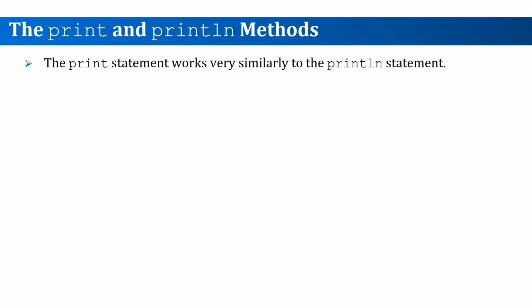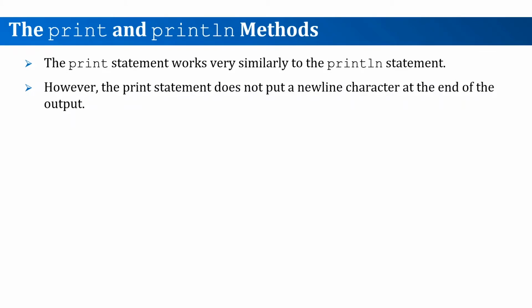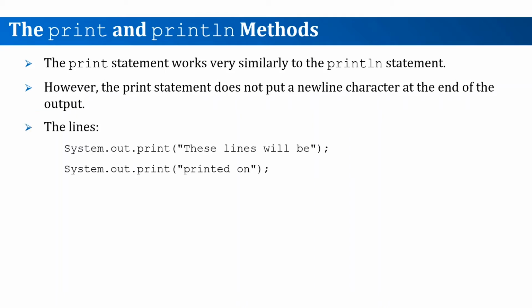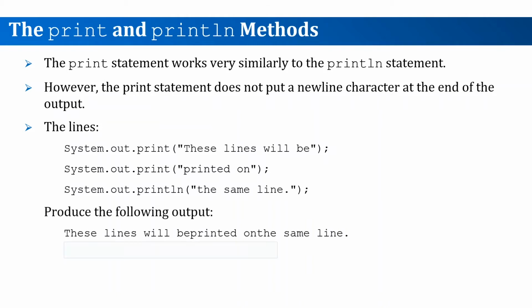Now let's have a look at the print method. The print statement only does the first part of the println statement, which is printing to the screen. It doesn't add a new line character. The following example shows the result of using the print statement. We have three lines. The first two use print statements. When compiled and run, it will produce the following output.